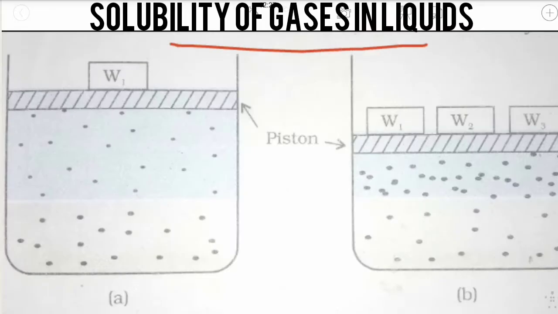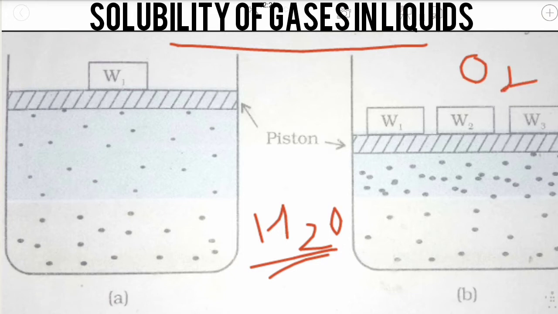Solubility of gases in liquids. The solubility of gas in liquids mainly depends on pressure and temperature. We know that many gases dissolve in water, most of the gases dissolve in water. For example, oxygen dissolves in water. This oxygen helps aquatic organisms survive. It plays a main important role for the aquatic organisms.